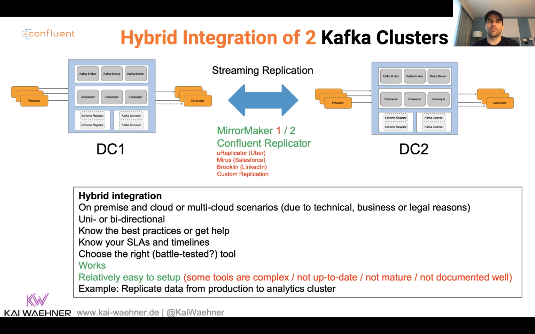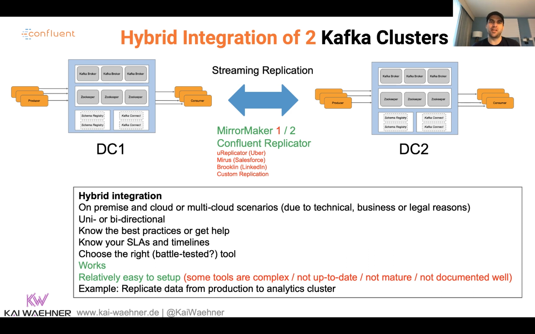Under the hood there's a lot of things you have to consider. So what's your SLAs and timelines? What's the best practices? How battle tested is the tool? While I do the recording here in January 2020, MirrorMaker 2 is just out for a month. So this is very new and not used in production and battle tested. So today I really would recommend CONFLUENT Replicator for anything serious.